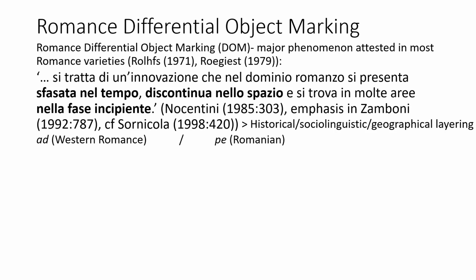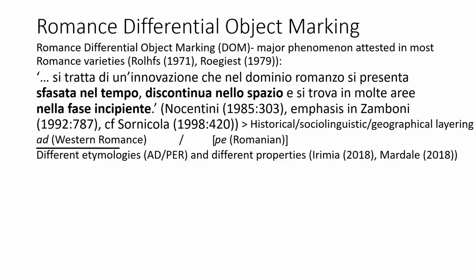This also entails micro-variation in Romance DOM. There are two main morphemes: ad is used in Western Romance varieties, and pe is used in Romanian. In this presentation, I'm going to focus on ad and exclude pe. I feel apologetic about doing this because I realize this is a workshop in Bucharest, but I don't speak Romanian, so I cannot really say anything valid about pe. And also, it's probably not necessary to include both morphemes in a single analysis, because ad and pe are clearly etymologically different, and they also have different properties that people have shown. So I think it's probably best that we analyze these separately.